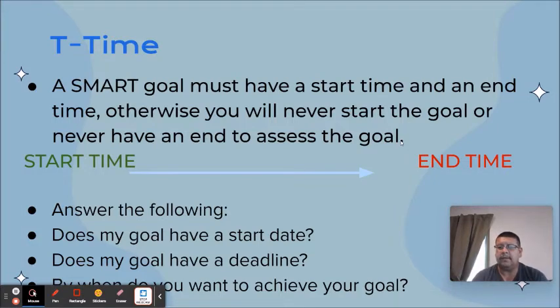So answer the following questions when it comes to time bound. Number one, does my goal have a start date? Number two, does my goal have a deadline? And then, by when do you want to achieve your goal?